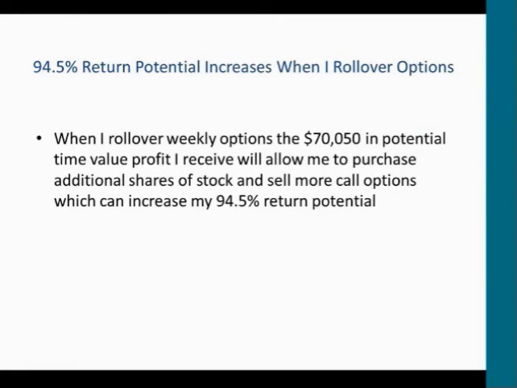And another thing I do when I roll over these weekly options, both for the market neutral and for the super portfolio, I'm collecting a lot of premium, and that allows me to compound my returns, because I roll over the options, and each week I'm collecting more income, and that in turn allows me to buy more stock and write more covered calls.